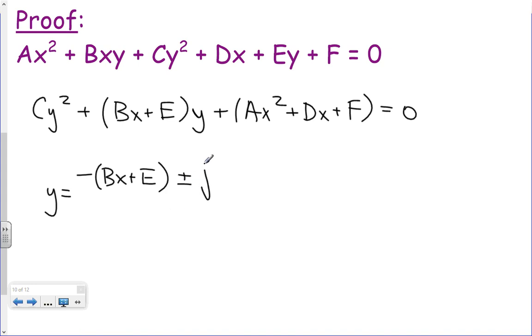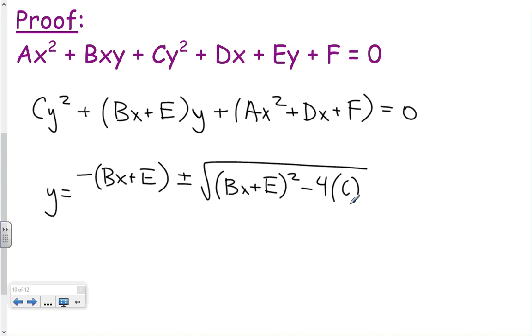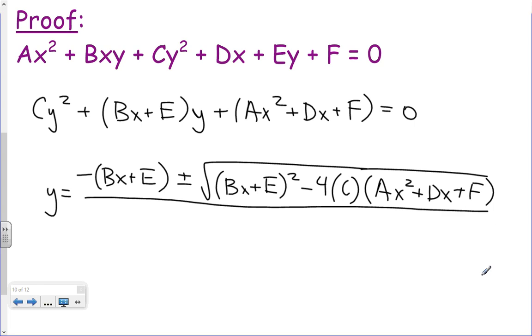And then it's plus or minus the square root of the coefficient of the y term, that's bx plus e squared, minus 4 times the coefficient of the y squared term, that's c actually, times the constant term there. It's not a coefficient of anything. It's just ax squared plus dx plus f. All of that we're taking the square root of. And this is all divided by 2 times, again, the coefficient of the y squared term, which is 2 times c.